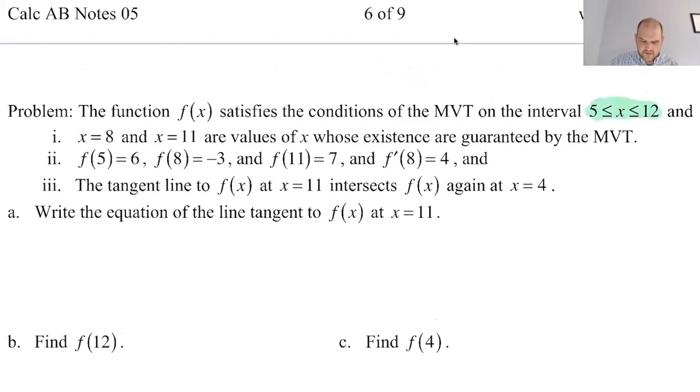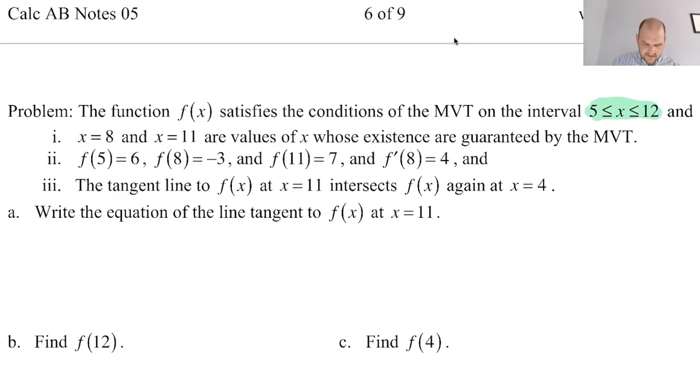12. Okay, so we're dealing with the interval from 5 to 12. That's how I read that. And I wrote it, so that's definitely how you should read it. And x equals 8 and x equals 11 are the values of x whose existence are guaranteed by the mean value theorem. So we know two things kind of based on that.